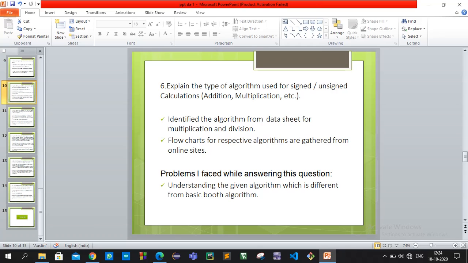Sixth question is to explain the type of algorithm used for signed or unsigned calculations. I identified the algorithm from my datasheet only for unsigned multiplication and signed multiplication, but for addition and subtraction there is no related information in my datasheet, and the flowcharts for the respective algorithms are gathered from online websites.